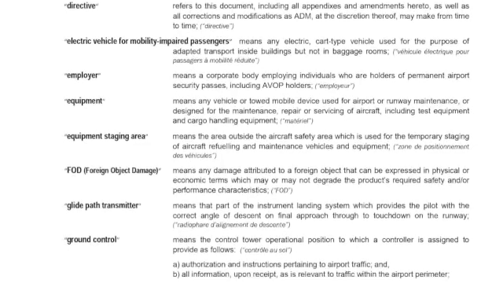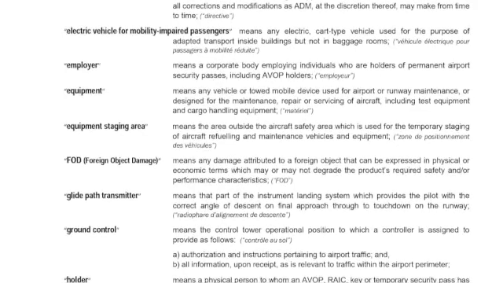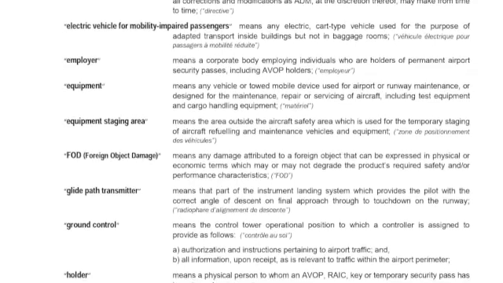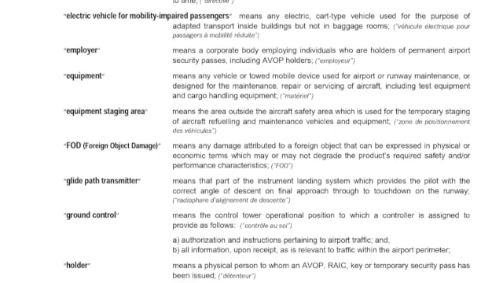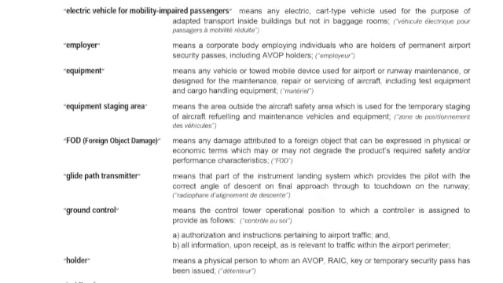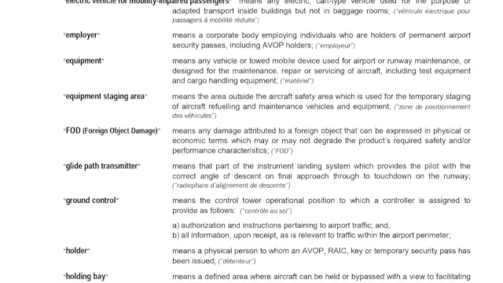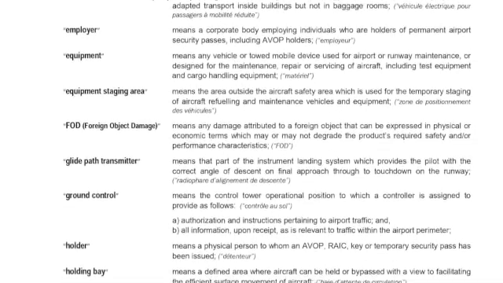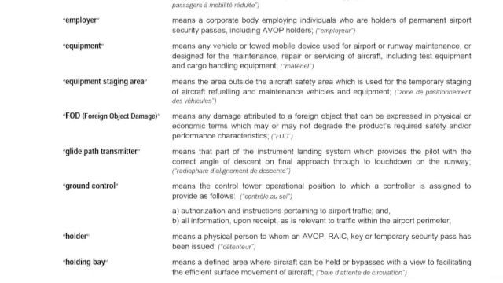FOD, foreign object damage, means any damage attributed to a foreign object that can be expressed in physical or economic terms which may or may not degrade the product's required safety and/or performance characteristics. Glide path transmitter means that part of the instrument landing system which provides the pilot with the correct angle of descent on final approach through to touchdown on the runway.